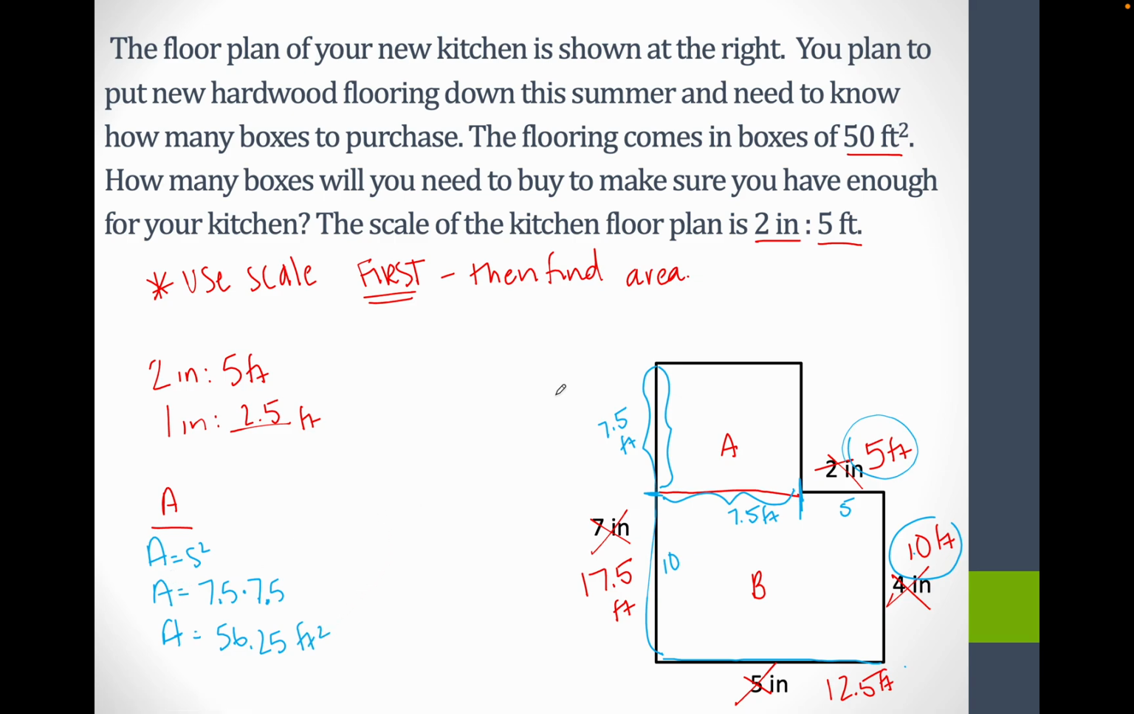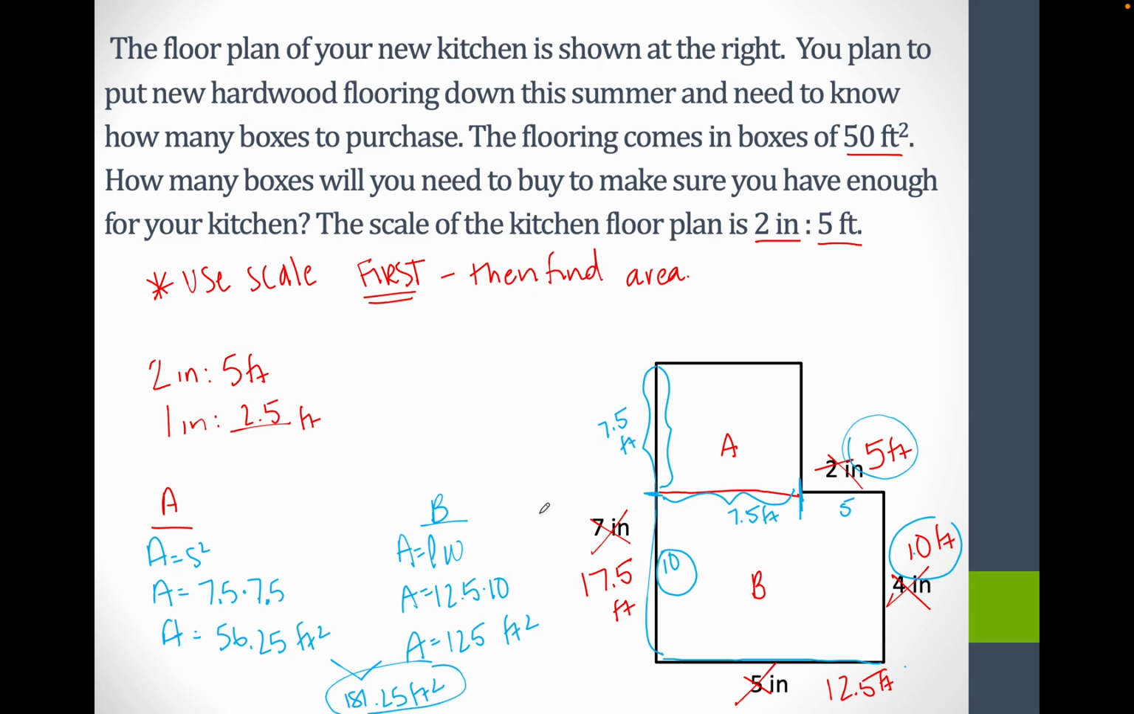And then section B, we already know the measurements of section B, but you want to be careful that you don't use the 17.5, because again, that's the full length. You want to use just the 10, just this portion here, times 12.5. So that's length times width, 12.5 times 10, which is an area of 125 square feet. And then we will add the two together for a total of 181.25 square feet.